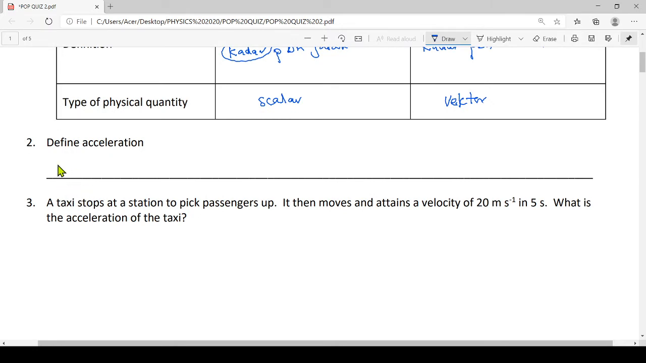Okay, so alam yang kedua, define acceleration. So, I know that acceleration kalau dalam bentuk rumusnya A sama dengan V tolak U bahagikan dengan masa. Okay, so the best definition, sebab ini bahagi dengan masa, so itu ialah rate of change of, apa dia? Atas ini ialah velocity. So, we have final velocity minus initial velocity. So, here we can simply write rate of change of velocity. As simple as that.